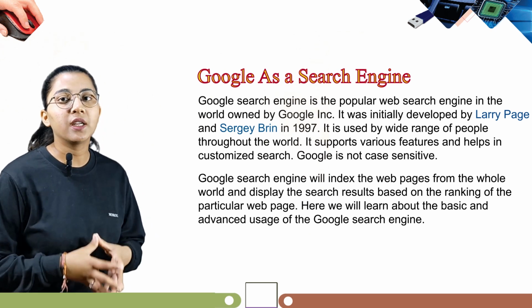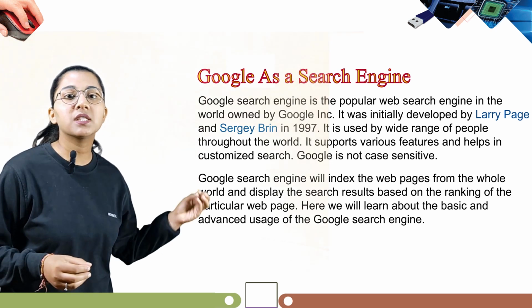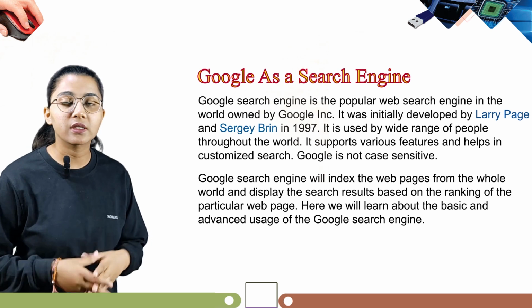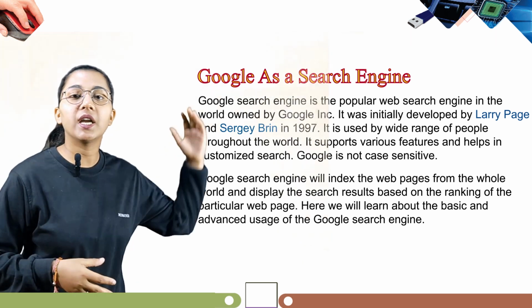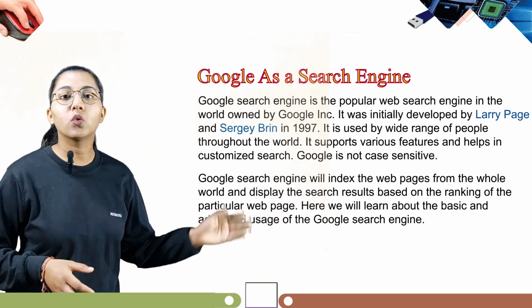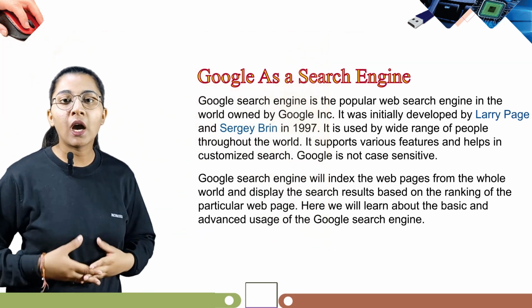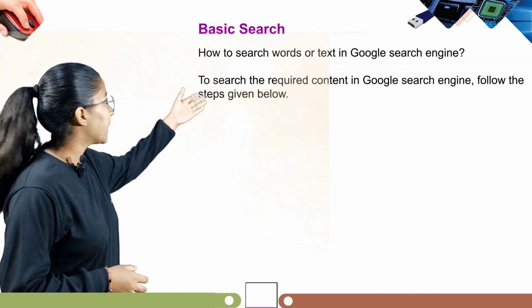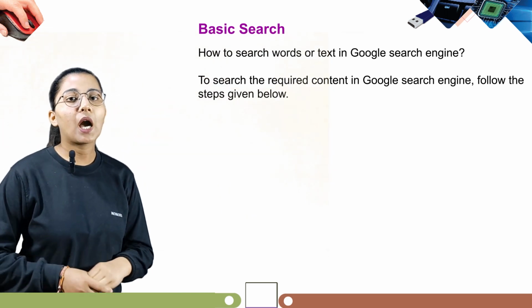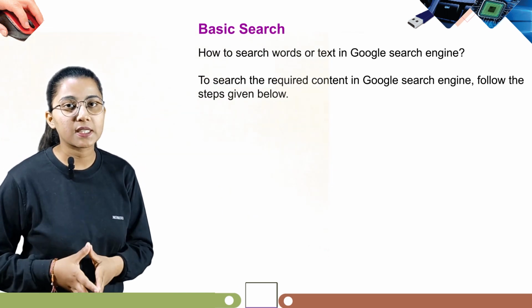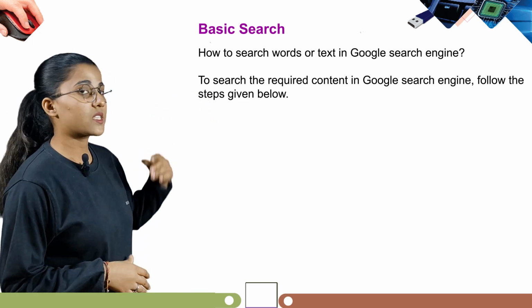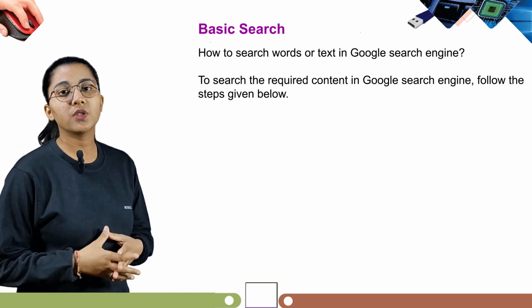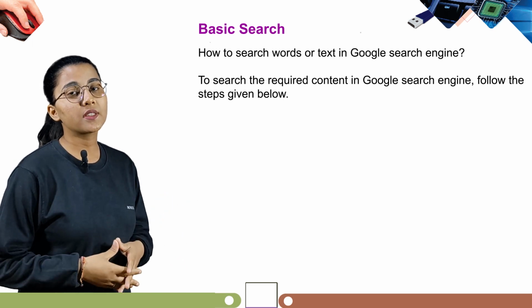Here we will learn about the basic and advanced usage of the Google search engine. Now students, we are going to learn about the basic and the advanced usage of Google search engine. Now let's learn about basic search. So how to search words or text. Now students, let's start our next topic, that is basic search. So how to search words or text in Google search engine.